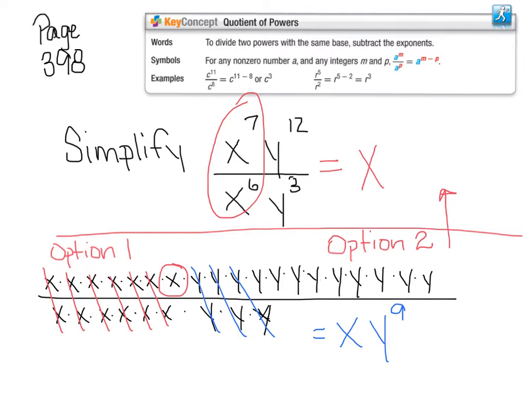Same thing with my y's. I subtract the exponents. 12 minus 3, and I have y to the 9th power. That got us to our answer a whole lot quicker than option number 1, which was writing everything down.